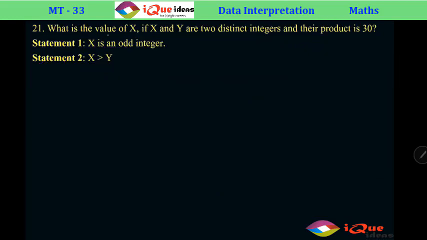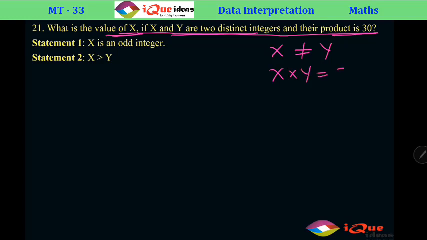Now this question says, what is the value of X if X and Y are two distinct integers and the product is 30? All right. So first of all, whatever is the question given, identify or clarify properly. So there are two integers X and Y, not equal. It is also given that X into Y is equal to 30.